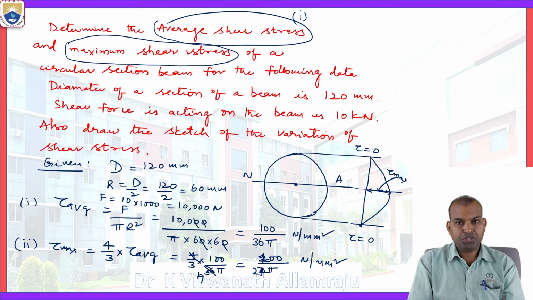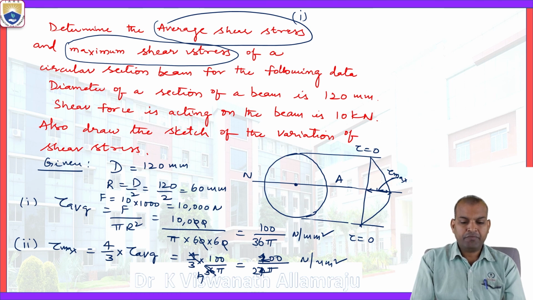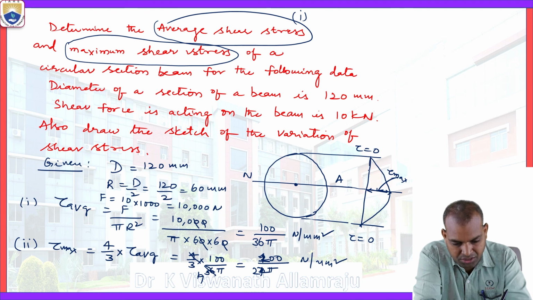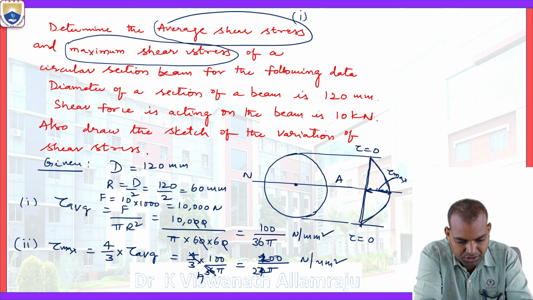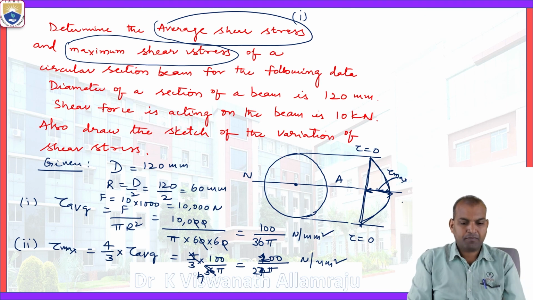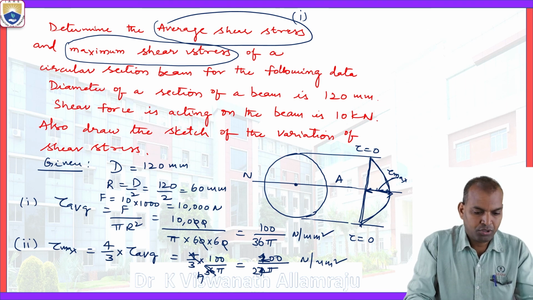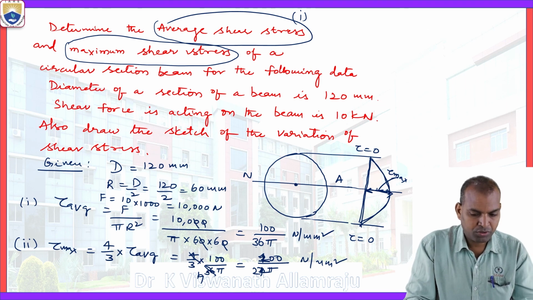So the average shear stress and the maximum shear stress, here it is varying parabolically, and this is the sketch we have drawn, the variation of the shear stress across the section of the beam. Okay, so let me conclude this session.